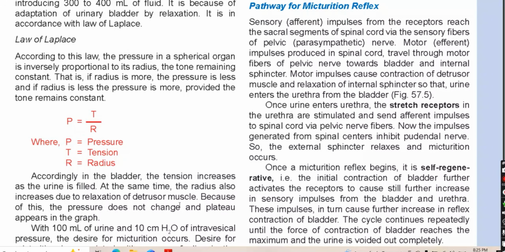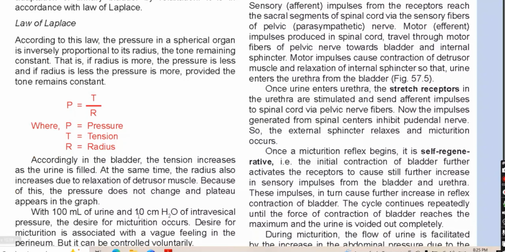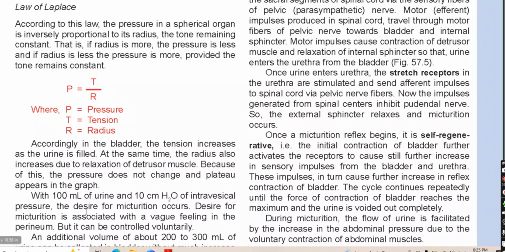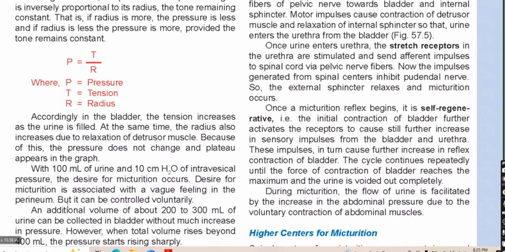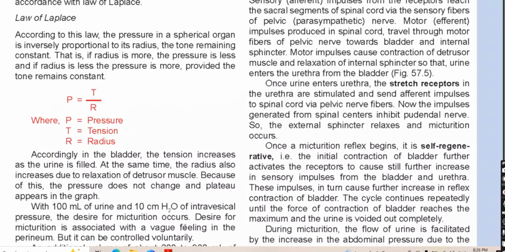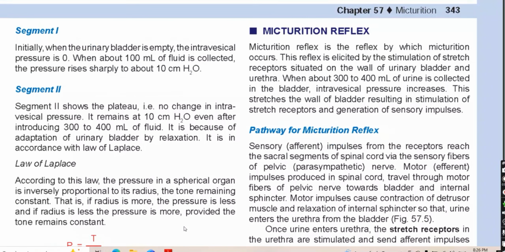With 100 ml of urine and 10 centimeters H2O intravesical pressure, the desire for micturition occurs. This desire is associated with the filling sensation in the perineum, but it can be controlled voluntarily. An additional 200 to 300 ml of urine can be collected in the bladder without much increase in pressure. However, when the total volume rises beyond 400 ml, the pressure starts rising sharply. In this way you can say when micturition should happen, or exactly when urine is ejected from the urinary bladder.